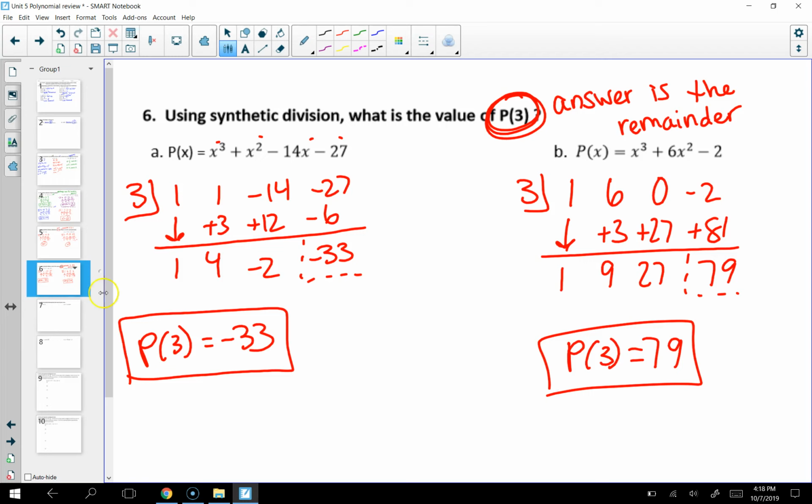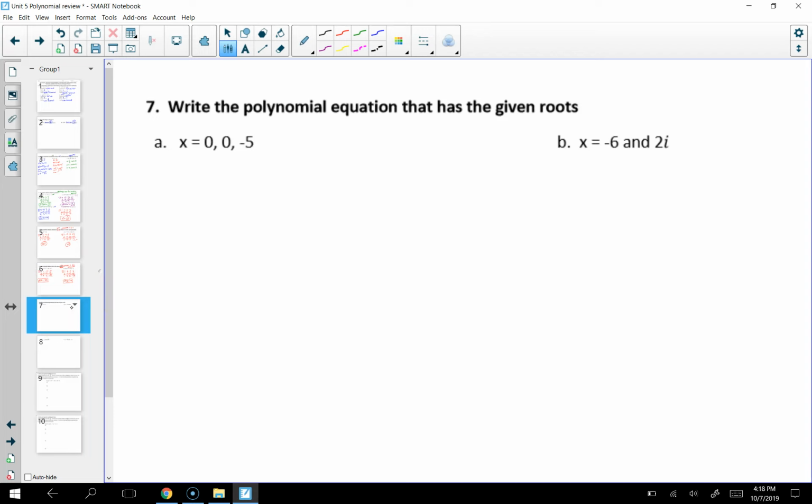Alright? So synthetic division is used many ways. This one, I am giving you the roots. I want you to give me the polynomial that it came from. So, the things we have to look for, okay? If any of my roots has an i or a square root, then there must be 2. That means there must be a positive and negative root. So we have to look for i's or square roots.